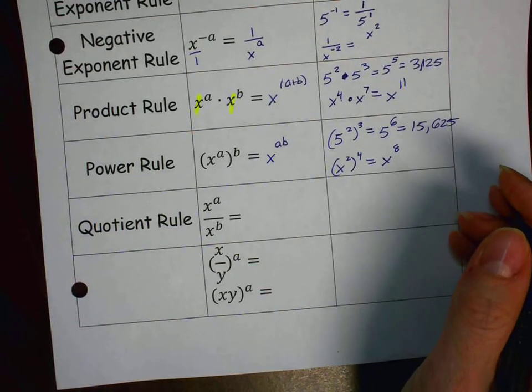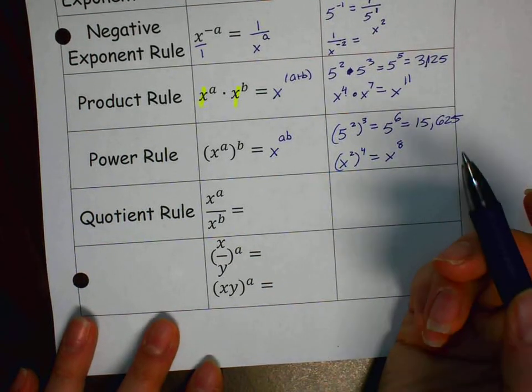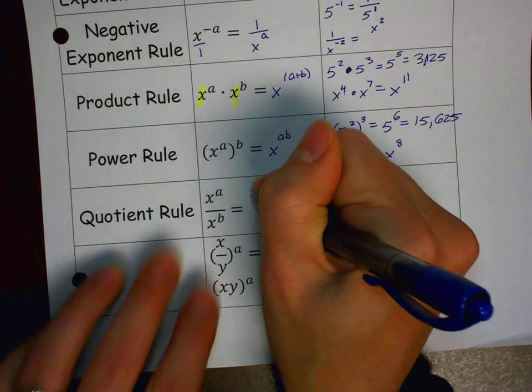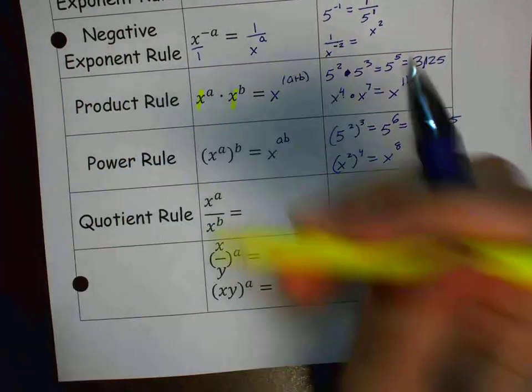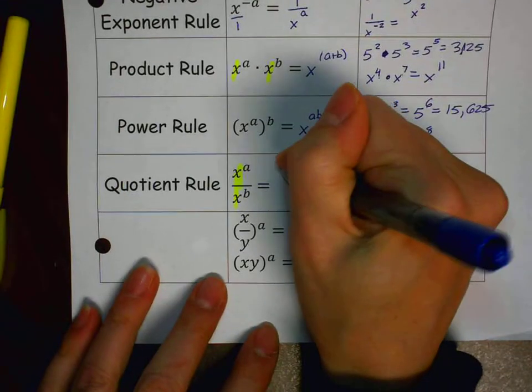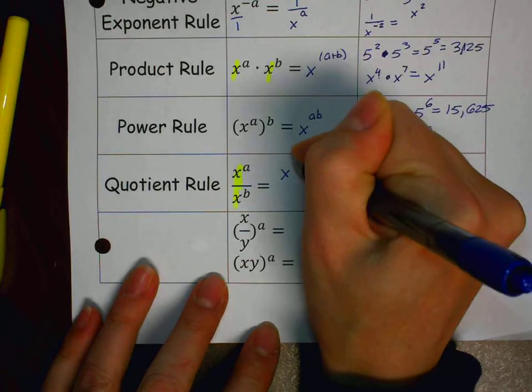My quotient rule, so if I add them from my product rule, think about quotient, I'm going to do the opposite. I'm going to subtract them. So I would have, again, you have to have the same base though. So same base, keep the base, and subtract the exponents.